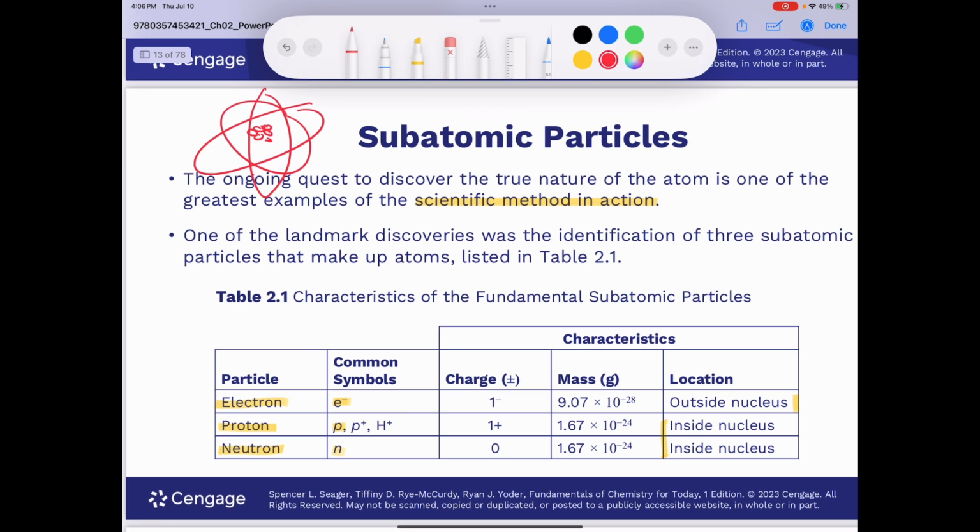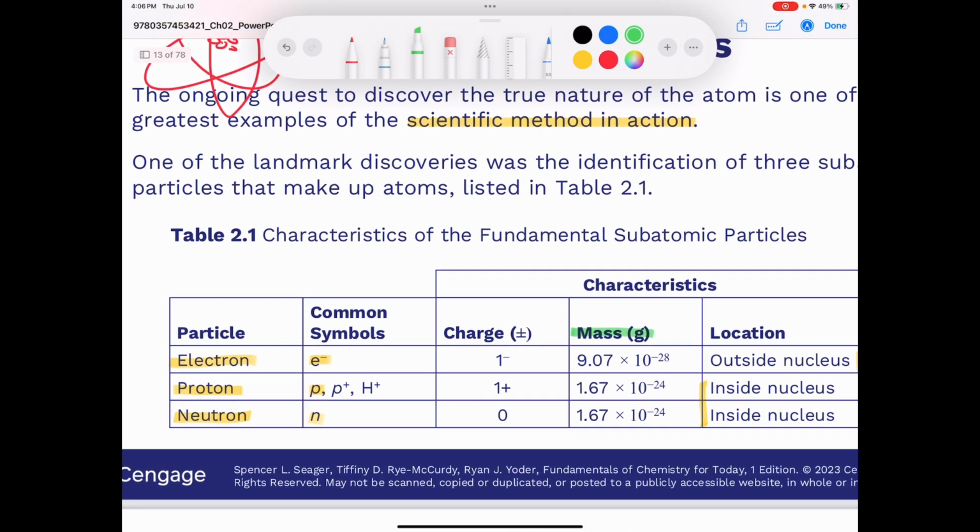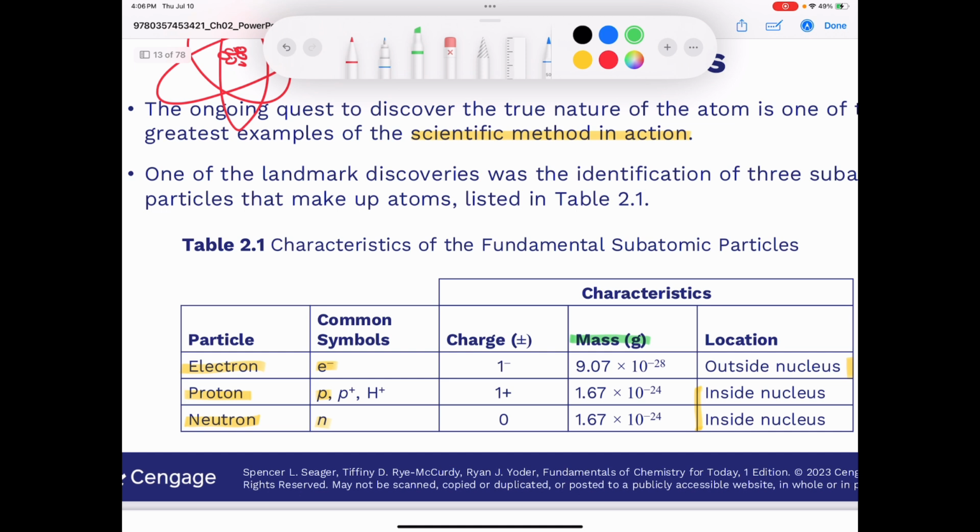But what I really want to park on here for a second, that I think you might find interesting, is the masses of these things. So look at the masses of the electron, the proton, and the neutron. The proton and the neutron are found inside the nucleus, and you can see they both have approximately the same mass. I say approximately, even though it looks like they're identical here, because it doesn't show you all the sig figs. But anyhow, 1.67 times 10 to the negative 24 grams. So they're very small, but the proton and the neutron have approximately the same mass.